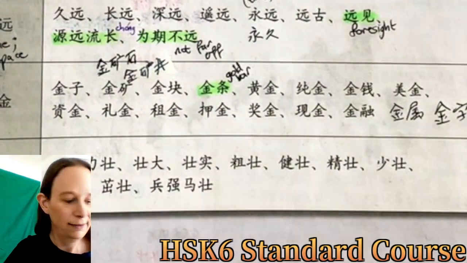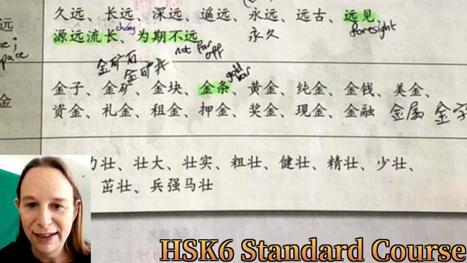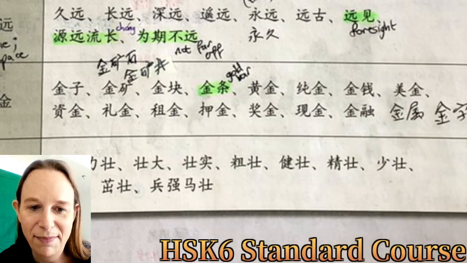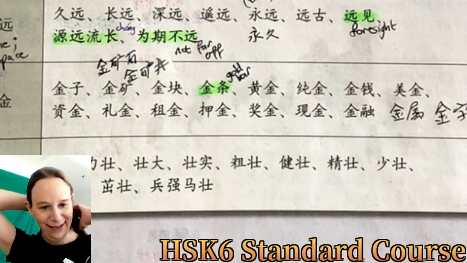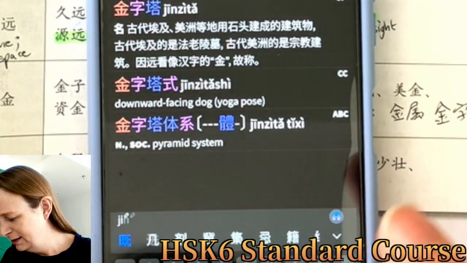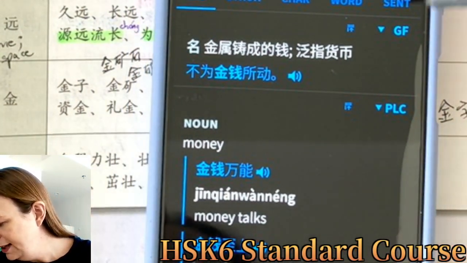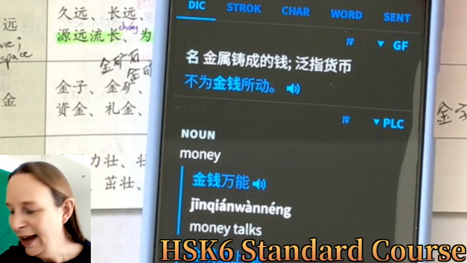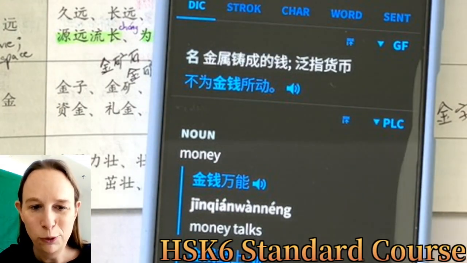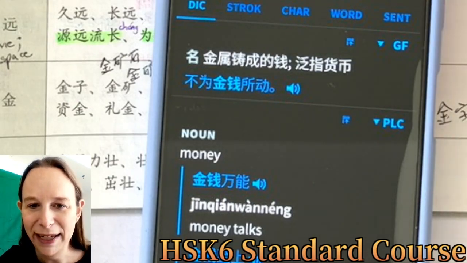What else have we got here? 纯金, 纯 means pure, so pure gold, right? 金钱, 金钱 just means money, right? It doesn't actually mean gold. 金钱, I think. 金属铸成的钱. Okay. 反正货币. So originally 金属 is metal, right? Metal molded money, and now it just means money. 货币, currency.